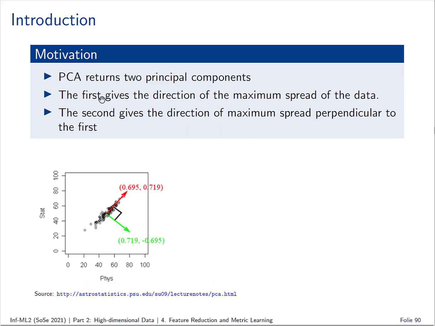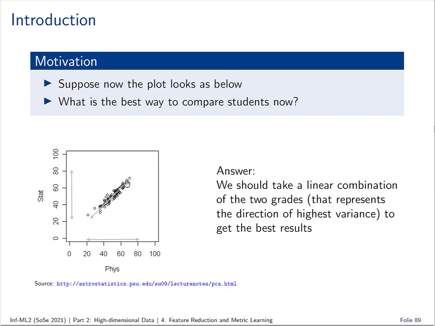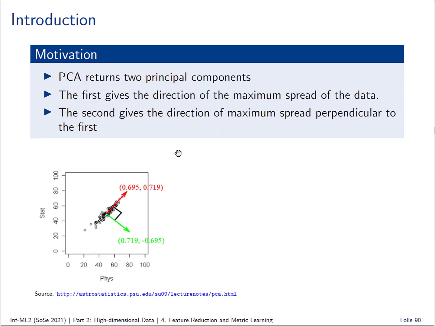The first principal component gives the direction of the maximum spread in the data, which is this one here. So this is the first principal axis with the maximum spread. And the remaining principal components are orthogonal to the first one. There can be only one further, which is orthogonal, which is this one here. So that is the second principal component.